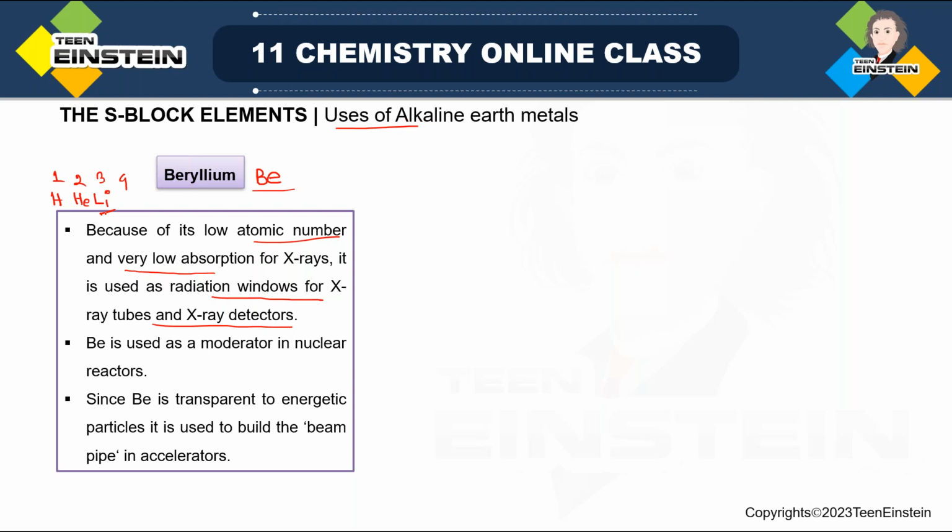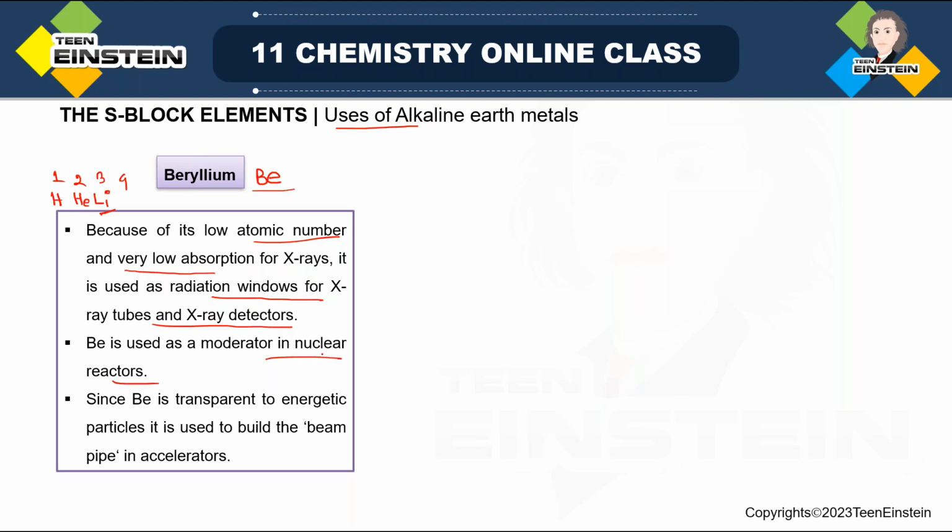But why not lithium? The reason is lithium is very reactive, compared to beryllium. So though it has a low atomic number, we cannot use it for this purpose because of its reactive nature. So beryllium is very ideal because it is not as reactive as lithium, and also the number of electrons is low, and that is why there is low absorption for X-rays. So that is the reason it is used for this purpose. This is the most important application for beryllium. Then as a moderator in nuclear reactors, there are different types of moderators used in nuclear reactions.